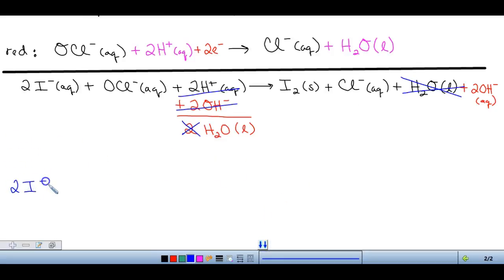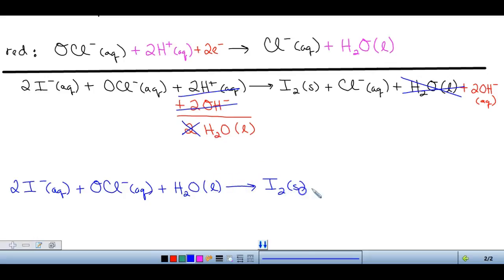So we end up with 2 aqueous iodide ions, 1 hypochlorite ion in solution, plus a water molecule. And we are yielded some elemental iodine, chloride ion in solution, and 2 aqueous hydroxide ions. And there is your balanced equation.